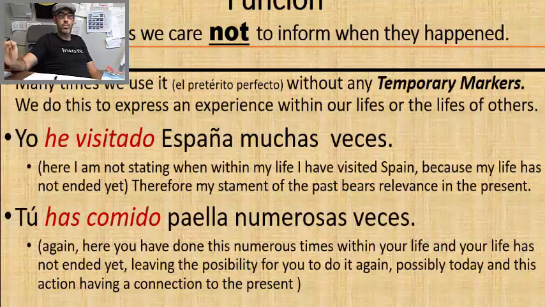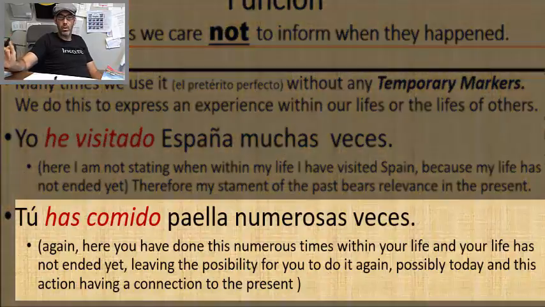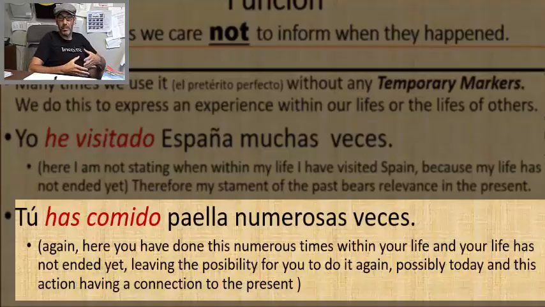Another example is, tú has comido paella numerosas veces. So then again, I'm stating the fact that you've eaten paella numerous times, and I'm not giving it a specific time marker of when you did it, and therefore, since your life hasn't ended yet, then I'm leaving the possibility for you to do it again, possibly tomorrow. And so we use the Preterito perfecto.